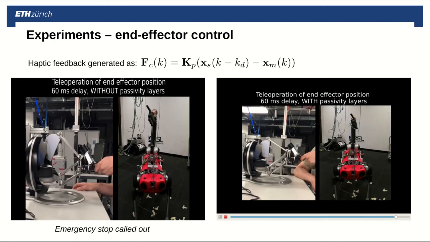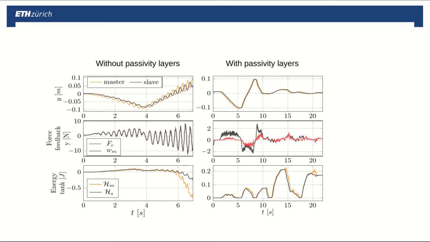As we can also see from the plot of the energy tanks, in the case without passivity layer, around 6 seconds, when the two systems start to really diverge with respect to each other, the energy tank of master and slave goes to a negative value.